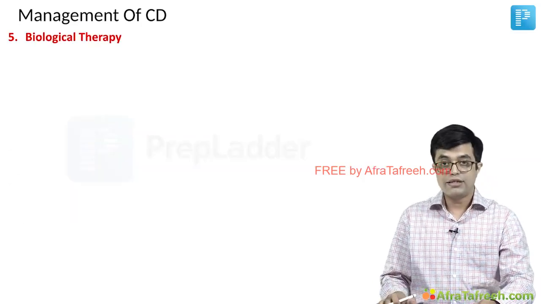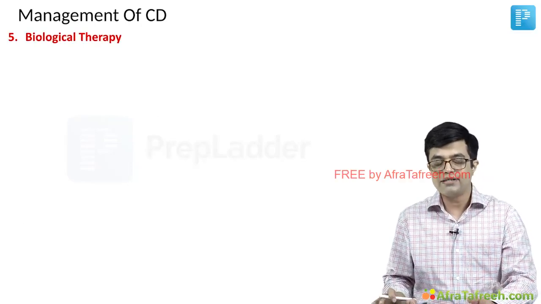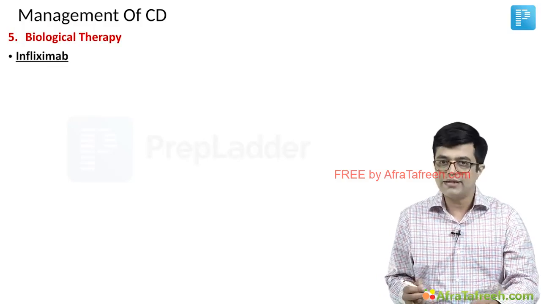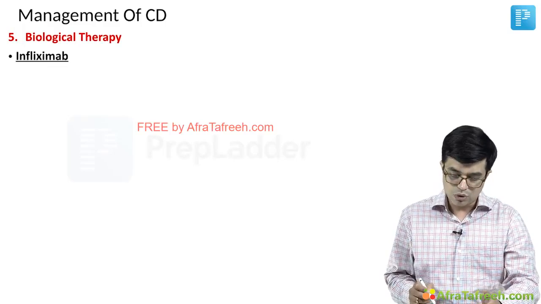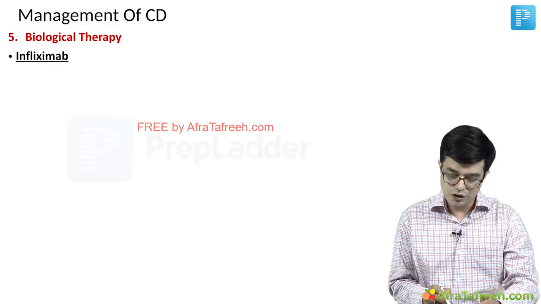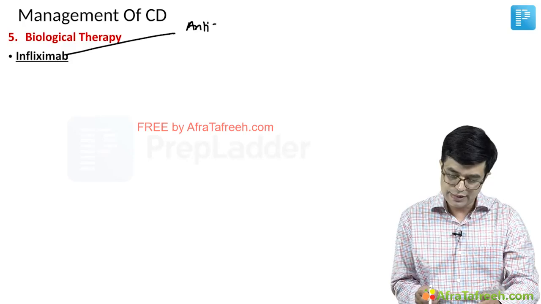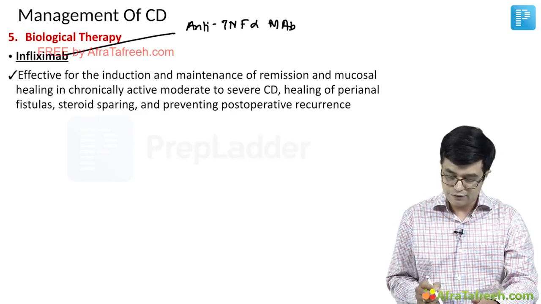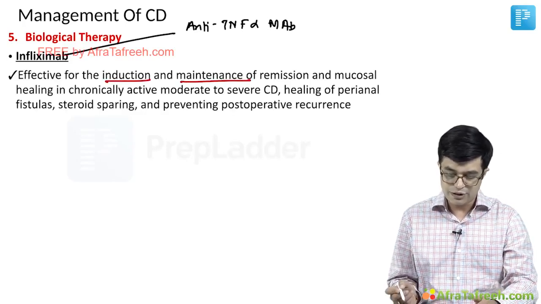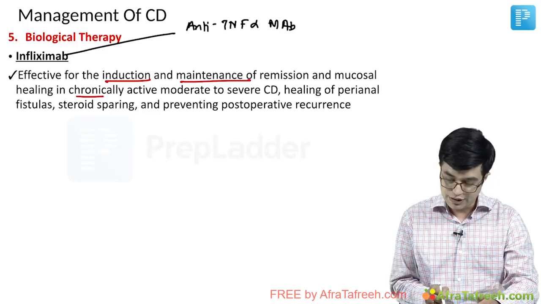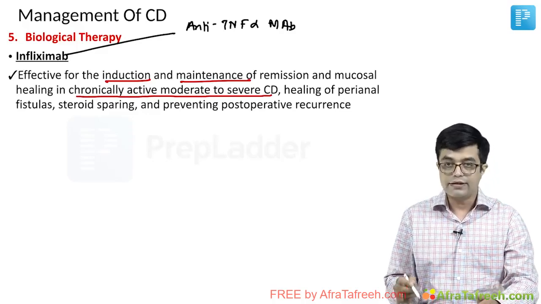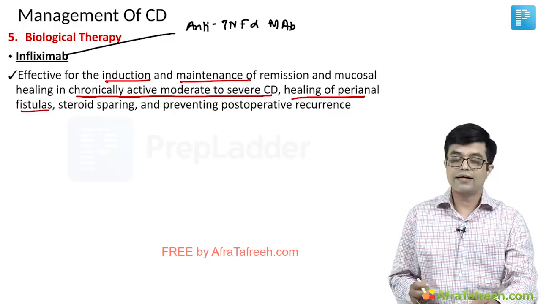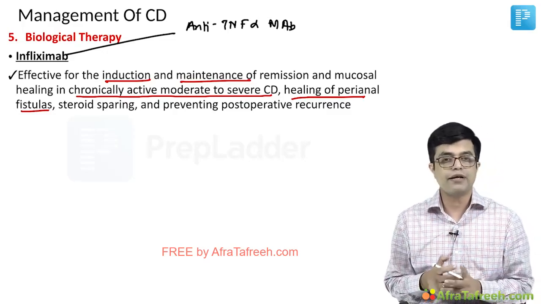Then we come to biological agents, which are one of the costliest but most potent agents in moderate to severe disease or refractory disease. So the biological agent of choice in children is infliximab. Infliximab is a monoclonal antibody which is directed against tumor necrosis factor alpha. It is also labeled as anti-TNF alpha monoclonal antibody. Infliximab is effective for the induction as well as maintenance of remission as well as mucosal healing in chronically active moderate to severe CD. It promotes healing of the perianal fistulas. It has steroid sparing action and it is even given post-operatively to prevent recurrence of the disease.